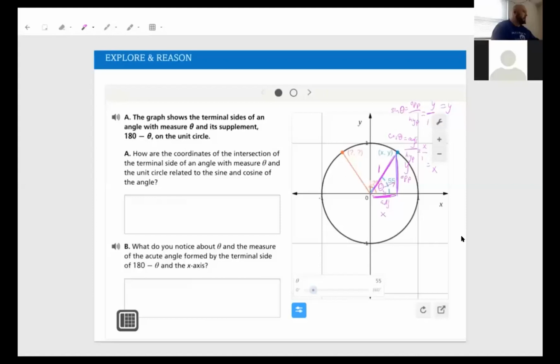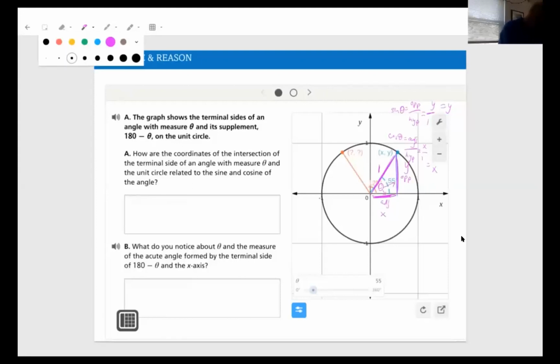All right, so back over here. Let's see, change our color. I'm going to go with the red this time. What do you notice about the angle theta? So on our screen right now, I know that angle theta was 55 degrees. And the measure of the acute angle, so acute, I know that means it has to be less than 90 degrees.